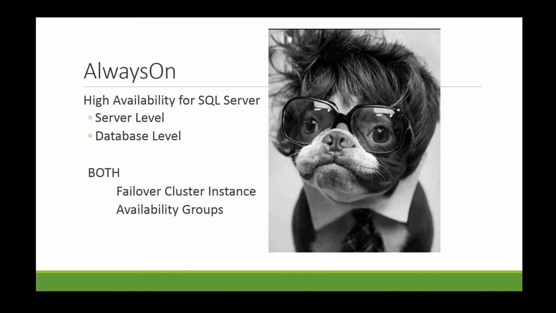Always On is just plain and simple high availability for SQL Server. There's a couple of different ways to implement it, and then there's lots of options depending on which path you take. If you go the failover cluster instance route or if you go the availability groups route, you have lots of options. So remember the dog with the glasses and the hair. So it's more than just one thing.